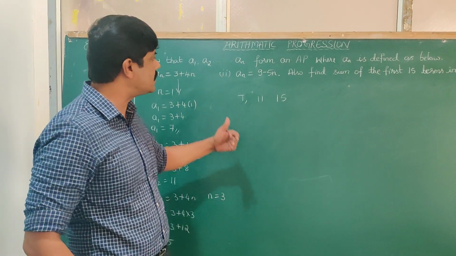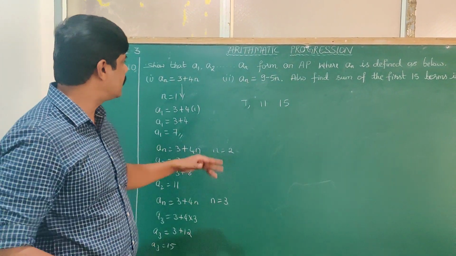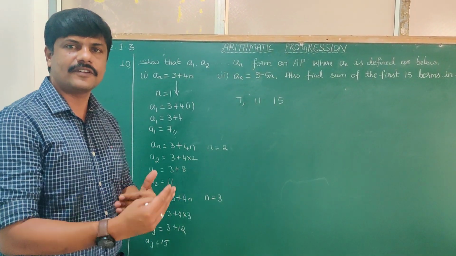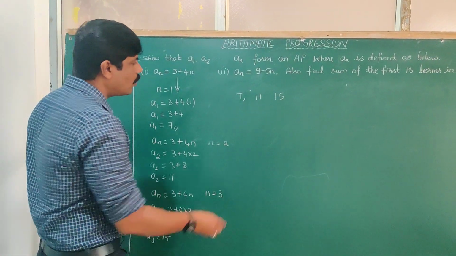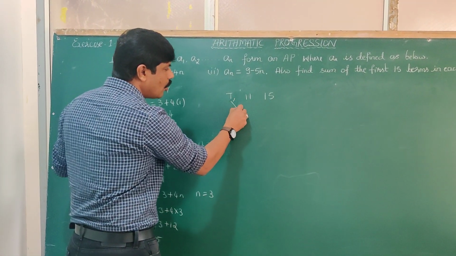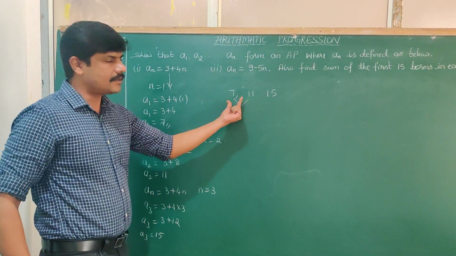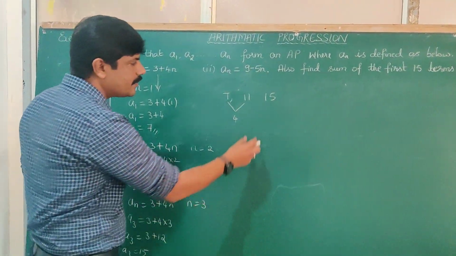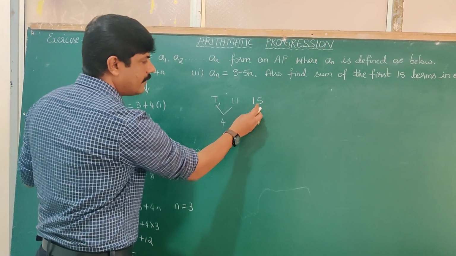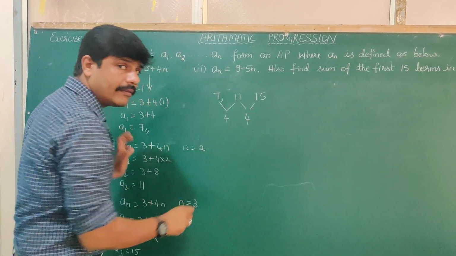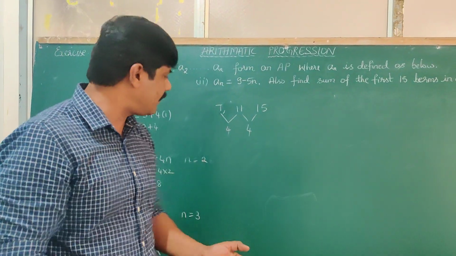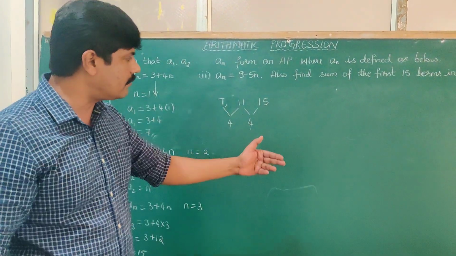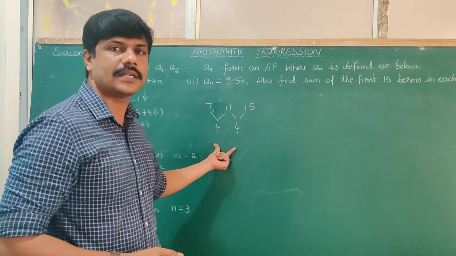Now we will find the common difference. If it has a common difference, then it is proved that the given set of numbers is in AP. What is the difference between 7 and 11? 4 is the difference. What is the difference between 11 and 15? 4 is the difference. So you are getting a common difference. Even if I get a fourth term, you will get the same common difference.